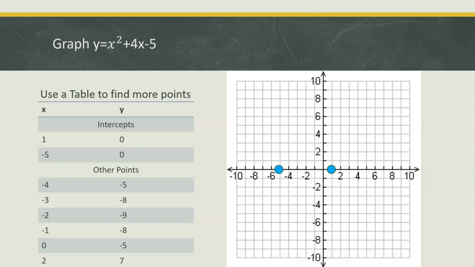When we plug in these x values, we'll find corresponding y values. So instead of just negative 4, we'll have a coordinate pair negative 4, negative 5, and then negative 3, negative 8, negative 2, negative 9, negative 1, negative 8. So we see our graph is turning. Then we also have 0, negative 5, and 2, 7. So our graph is exponentially reaching upward. So our graph is a parabola, not linear.